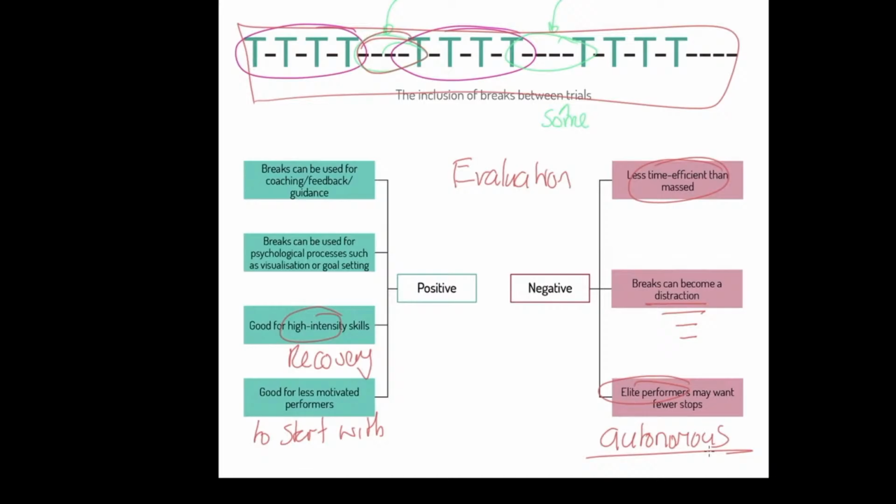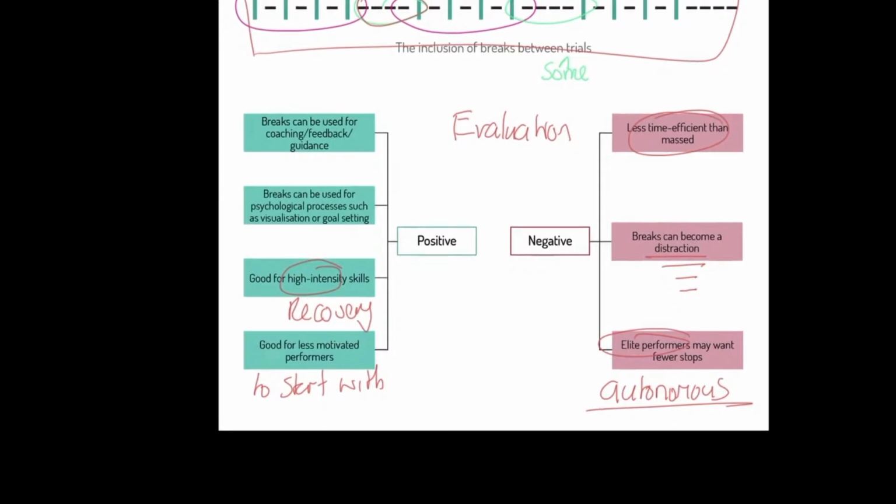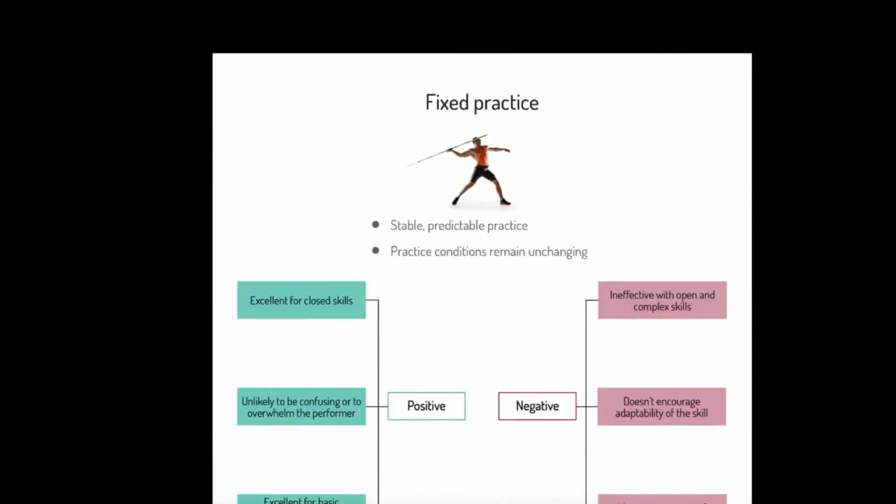Now that isn't to say that autonomous stage learners don't like feedback. They do. In fact, they particularly like negative feedback. But autonomous stage learners, of course, are going to want to maximize their practice time. So there's our distributed practice. Now let's go into fixed practice.